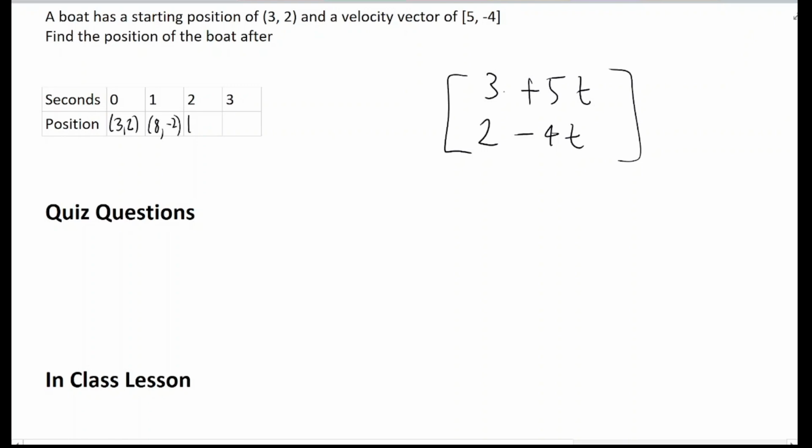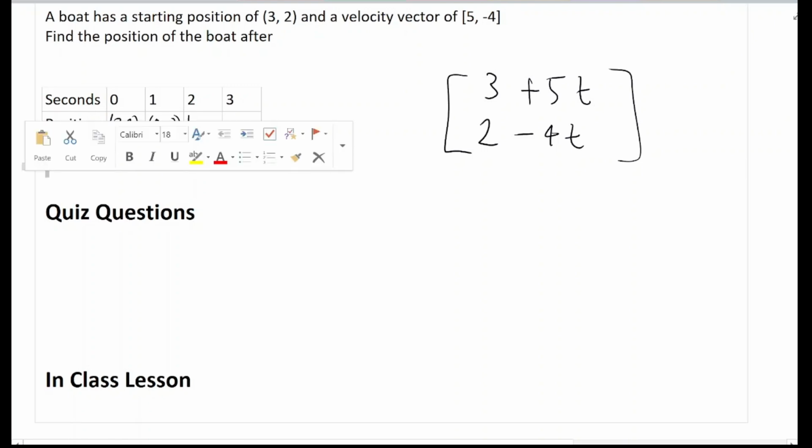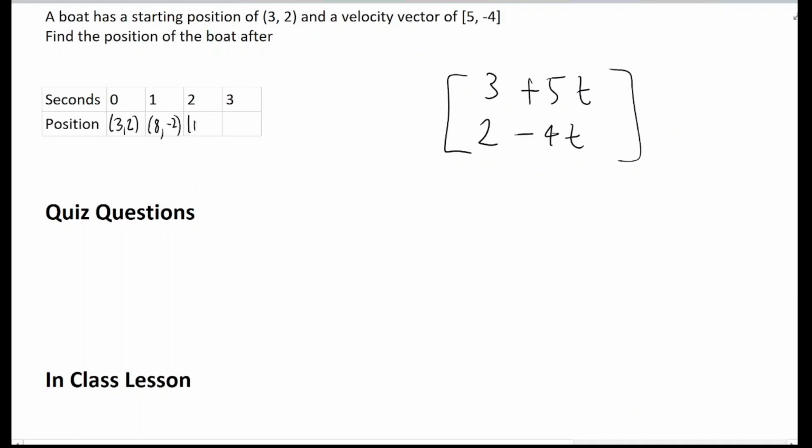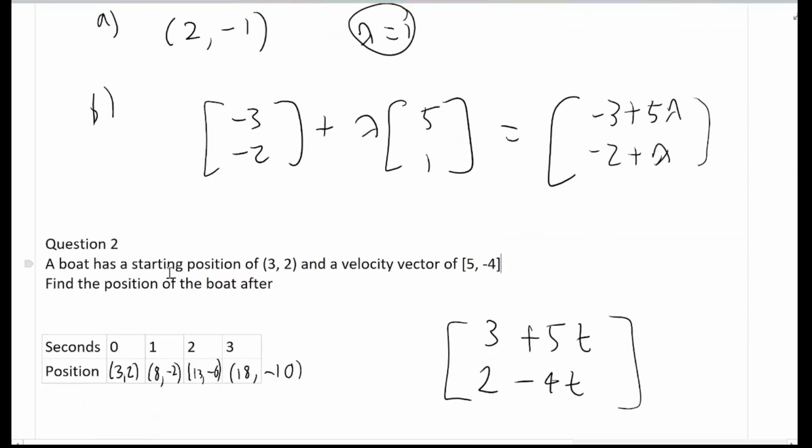At t equals 2, you're going to get 3 plus 10, so 13, and then 2 take 4 times 2, so 2 take 8 is minus 6. And then here at 3, you're going to get 3 plus 15, so 18, and then 2 take 12, so that is going to give you minus 10. And you can see here, the y coordinates are going down by 4 each time, and the x coordinates seem to be going up by 5 each time, and that directly corresponds to these numbers here. And this is probably ringing bells from vectors. It is very similar to what we did back there.